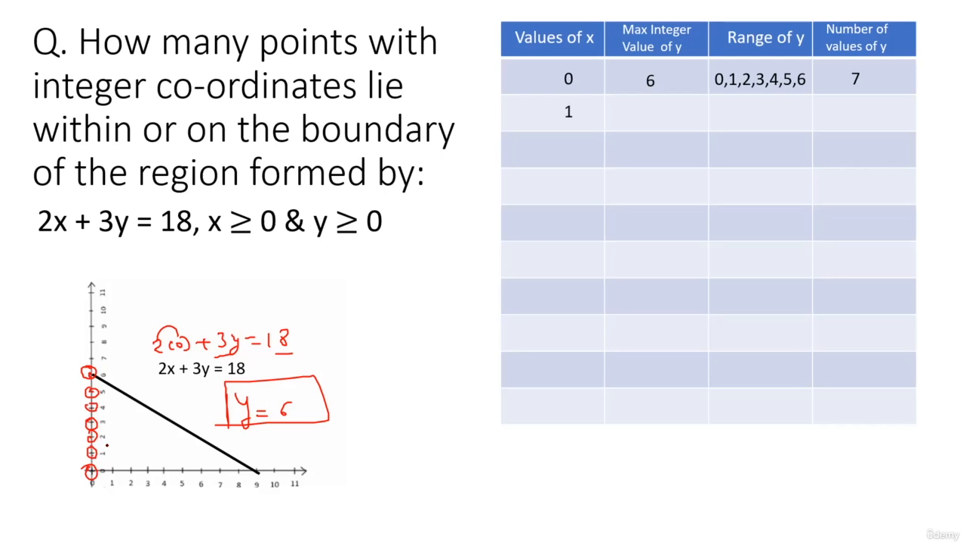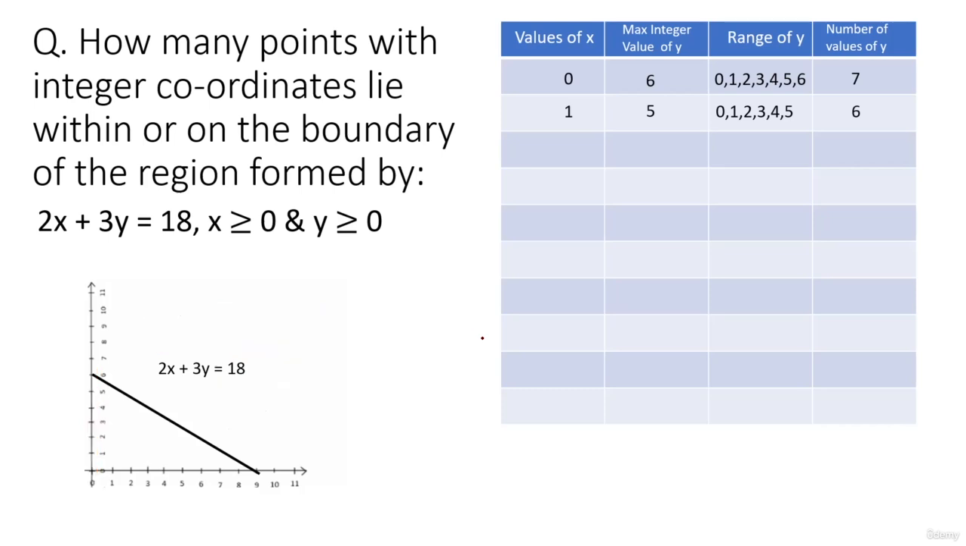The next possible value x can take is 1. When you put that in the equation, you get 2 into 1 plus 3y equals 18, that gives 3y plus 2 equals 18, or 3y equals 16. So y equals 16 upon 3, which is approximately 5.3 recurring. Since y must be an integer, the maximum value y can take is 5, and hence y will go from 0 to 5. From 0 to 5, there are 6 values.